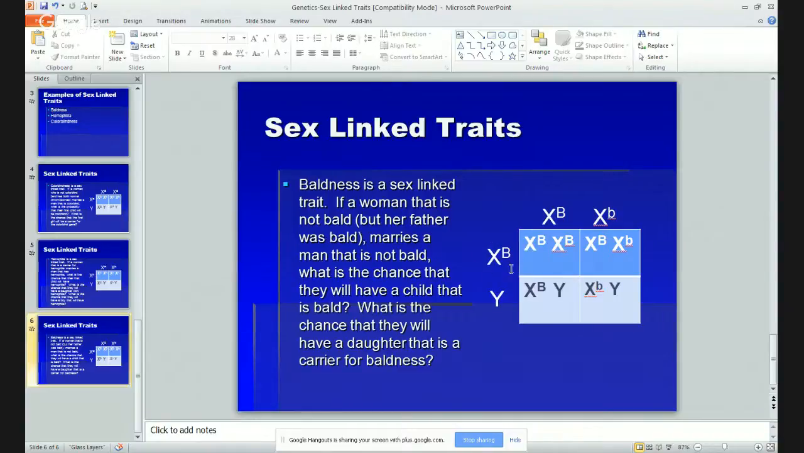Then you look at the man who's not bald. So we know he has a dominant allele. You do your cross like so. What is the chance that they will have a child that is bald?